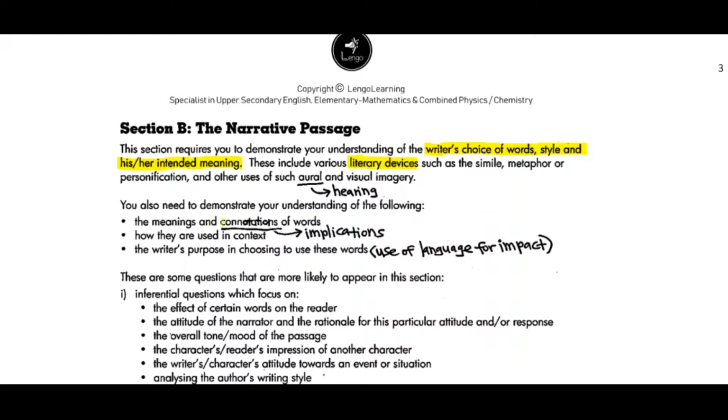Very important are the secondary meanings of those words. The same words, when used in different types of situations, can have different connotations. So you need to be aware of the context as well, and in using these specific words, what is the writer's intention or purpose. This is actually use of language for impact: how the use of certain words helps the writer to achieve a certain impact better.